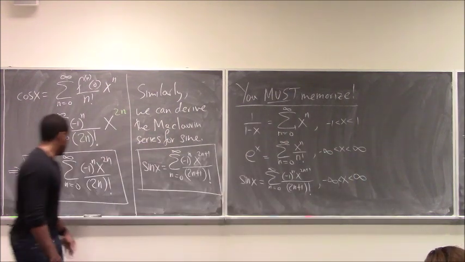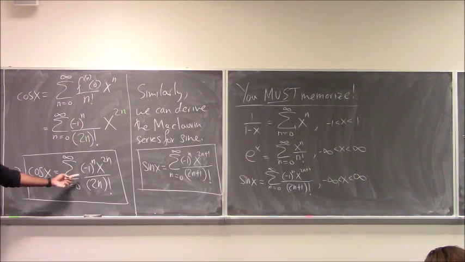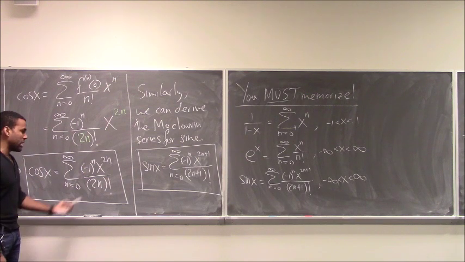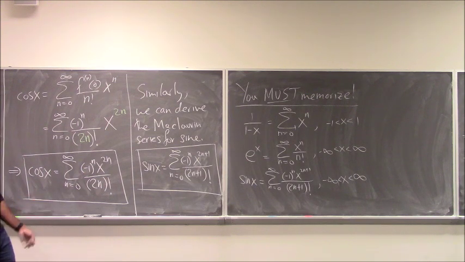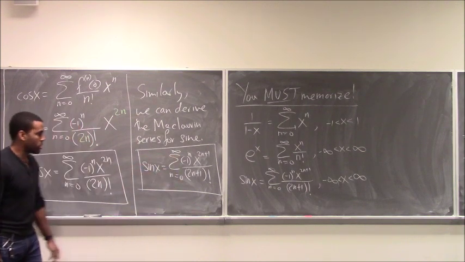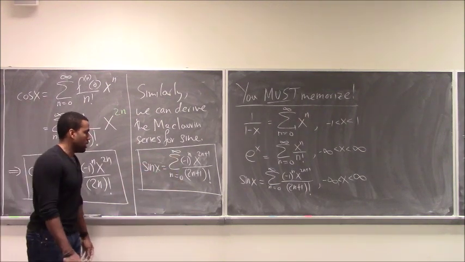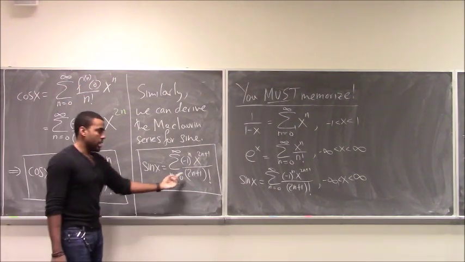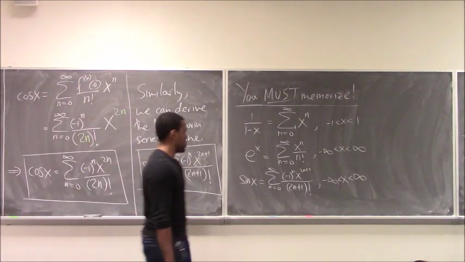All you need to do is do the ratio test on this. It's 1 over factorial. The limit's going to go to 0, which is always going to be smaller than 1, so that's going to converge absolutely everywhere. Similarly for this, it's 1 over a factorial. The limit's going to go to 0 when you plug it into a_(n+1) over a_n. It's going to always be less than 1, so that's always going to converge.